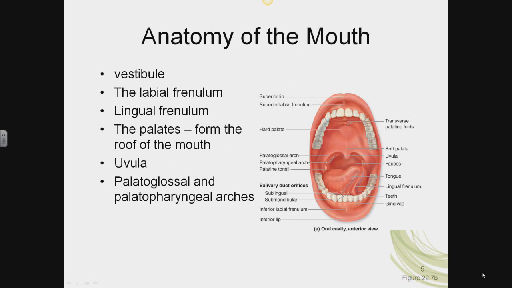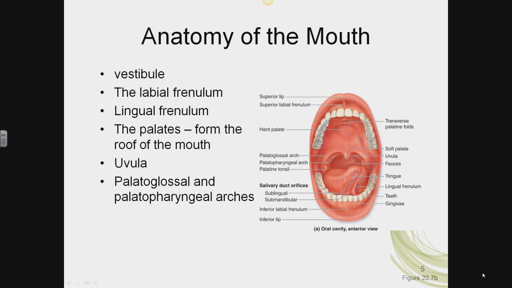Let's review. The hard palate is formed by the palatine processes of the maxillae and the horizontal plates of the palatine bones. The soft palate is continuous posteriorly with the uvula, and when you swallow, the soft palate and the uvula elevate to close off the posterior entrance into the nasopharynx and prevent your food from entering the nasal region, or as I like to say, you don't want to blow your food out your nose.